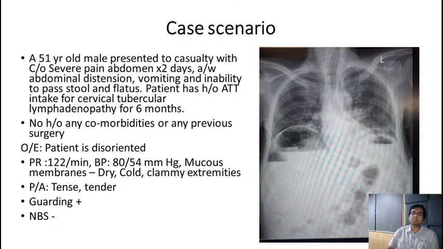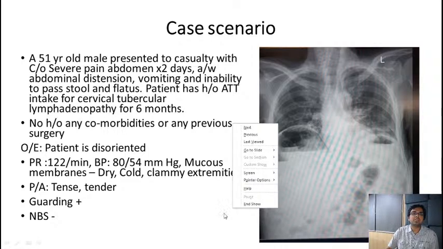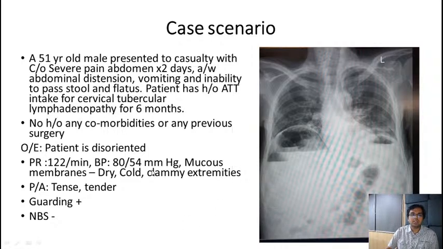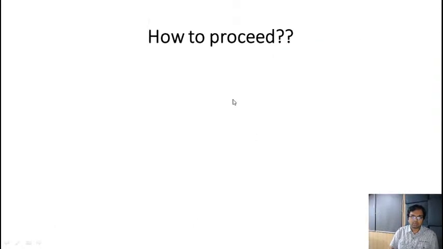A chest X-ray was done which showed multiple air fluid levels along with air under the diaphragm. Now this case scenario is one of the common case scenarios that is encountered in the emergency, and it is a case of perforation peritonitis secondary to most likely abdominal tuberculosis. So how do we proceed in this case?